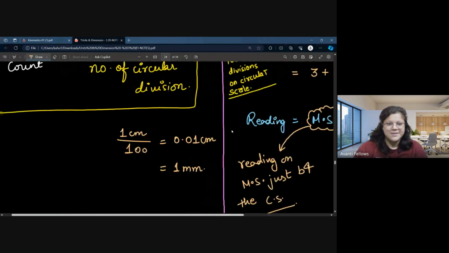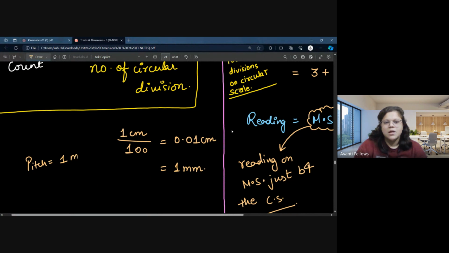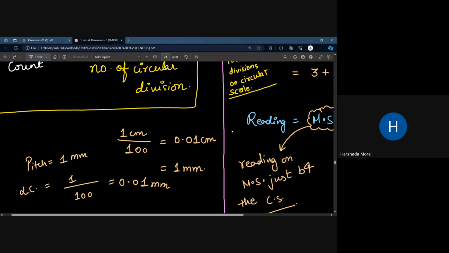So, we have pitch as 1 millimeter. If I want to calculate the least count, I have to divide it by the number of circular scale divisions, which is 100 over here. Okay? So it is 0.01 millimeter. Right? Yes, ma'am.